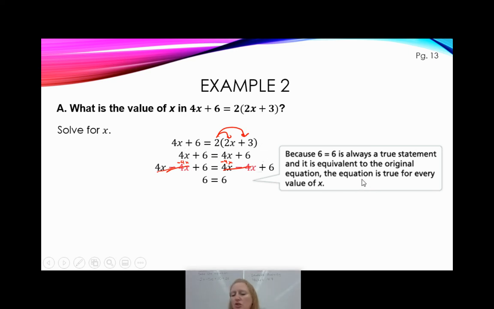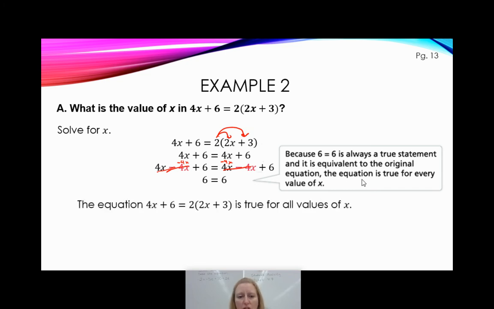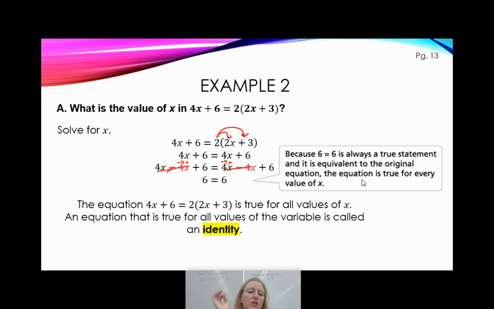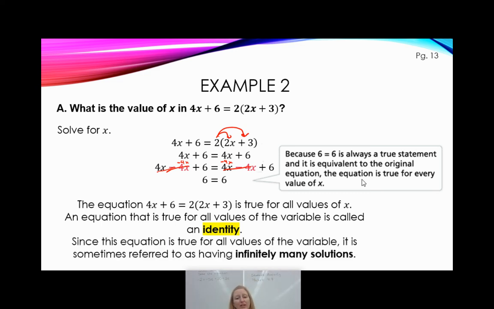That means the equation is true for every value of x. When this happens, because 6 equals 6 is always true, it doesn't matter what you plug in for x. It's always going to be true. So the equation is true for all values of x. An equation that is true for all values of the variable is what we call an identity. Since this equation is true for all values of the variable, it is sometimes referred to as having infinitely many solutions. So 6 always equals 6. That's an identity. It's always true, and that means we have infinitely many solutions.